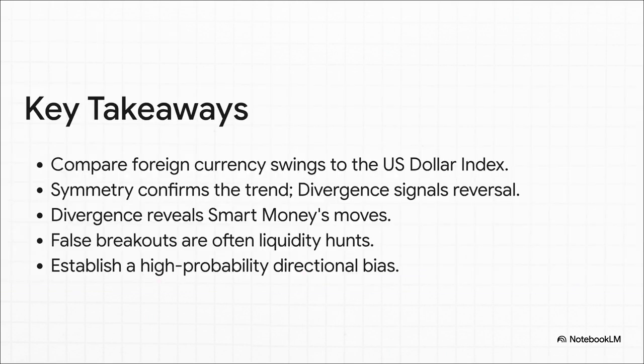So let's wrap this up with the most important things to remember. First, always compare foreign currency price swings to the US dollar index. Second, remember, symmetry confirms the trend you're in while divergence warns you of a potential reversal. That divergence is your secret window into smart money's game plan. Also, be super skeptical of breakouts at old highs and lows. They're very often just liquidity hunts. And finally, use all of this to establish a powerful, high-probability directional bias before you even think about placing a trade.